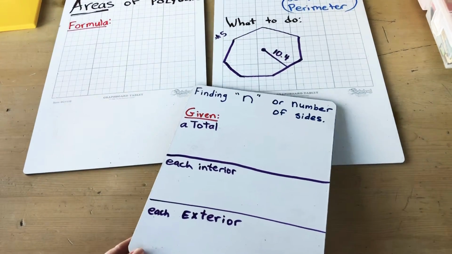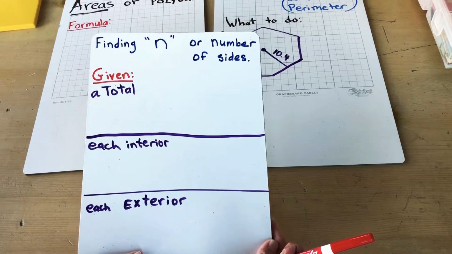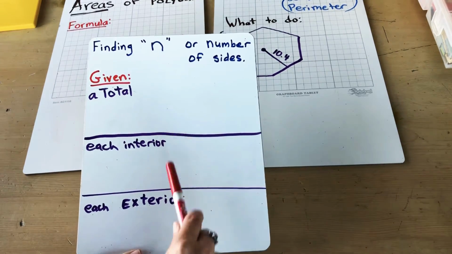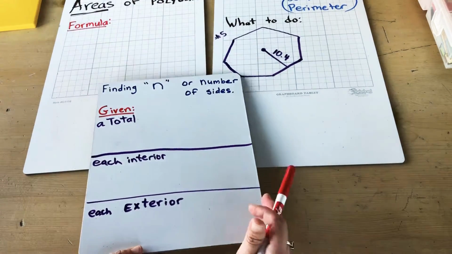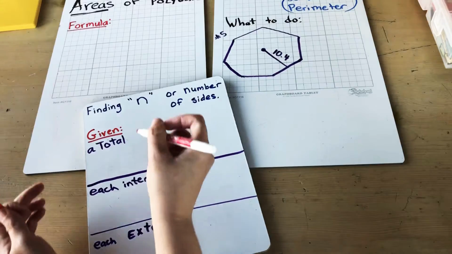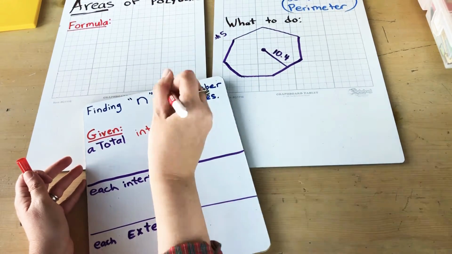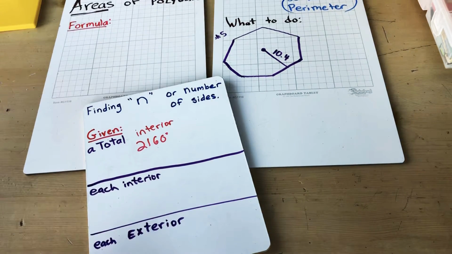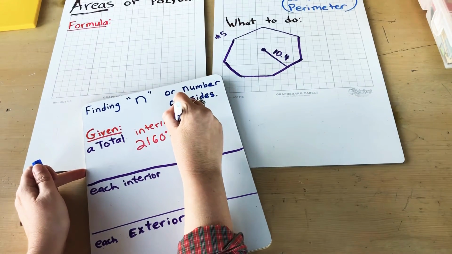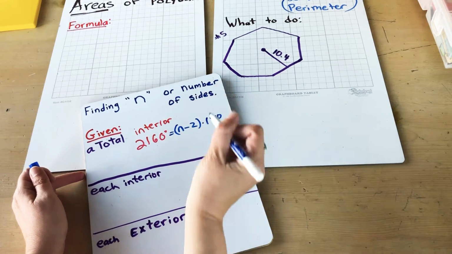Now, there was a lesson on going kind of backwards and finding the number of sides, finding the n. So I have different ways you might be asked a question. One is, say you're given a total. So say you're doing a problem and it says the total of the interior angles is 2160. Find the number of sides. So that's where you're just going to set it equal to the formula n minus 2 times 180.